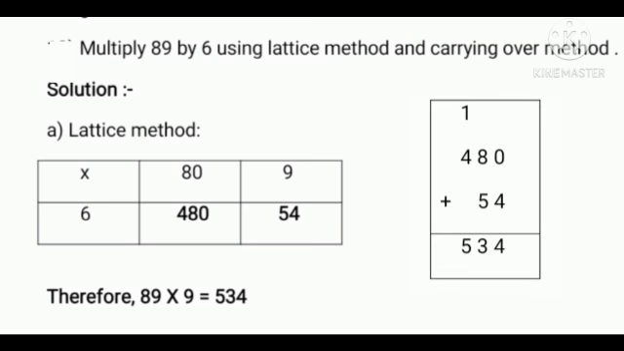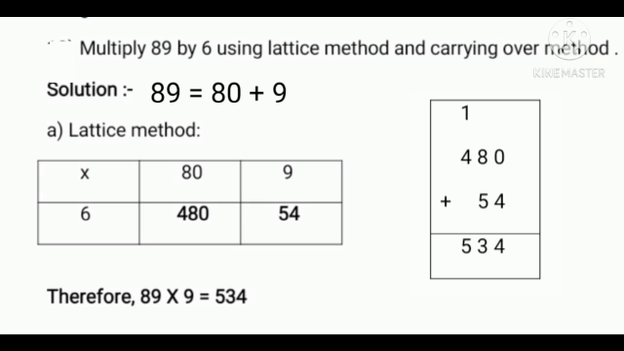Multiply 89 by 6 using lattice method and carrying over method. So let's start with this sum. We are going to solve it by using lattice method and then by carrying over method, which means vertical arrangement method. As 89 is a two-digit number, first we will expand it. That is, 89 is equal to 80 plus 9.